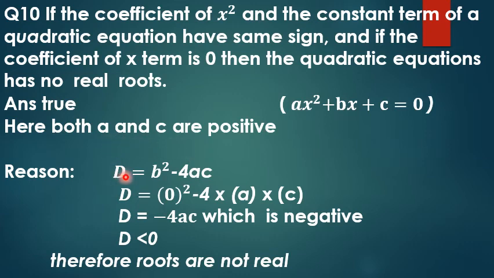So we have to find whether the given equation has real roots or not. We have to find the discriminant, b square minus 4ac, on putting the value of b equal to 0 and taking a and c as positive. So we get the discriminant as negative, equal to minus 4ac. It means the discriminant is less than 0, hence our roots are not real. So our answer is true.